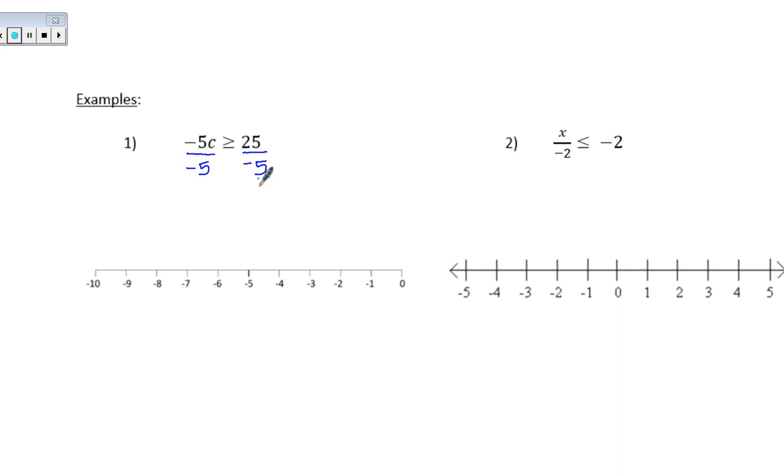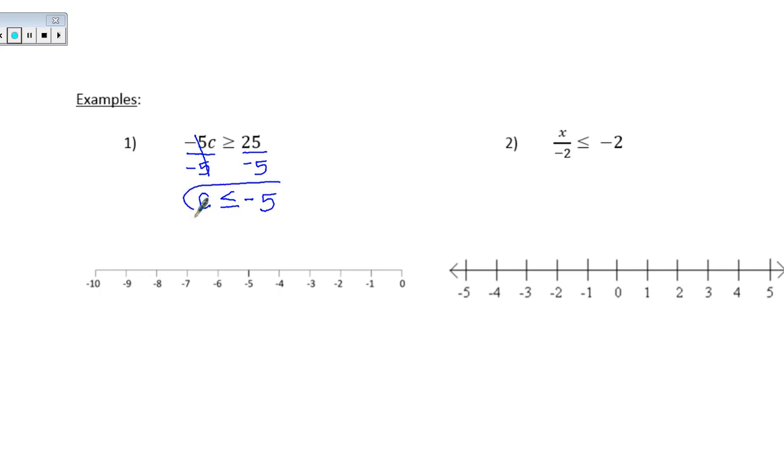So this is where my note comes in. It says when you divide a variable by a negative number, you must flip the inequality sign. So we're dividing by a negative number here. -5 divided by -5 just leaves us with 1. So we have our 1 times c, which is just c. 25 divided by -5 gets us -5. But this inequality sign, we started with a greater than or equal to sign, but since we're dividing by a negative number, that's got to flip around.